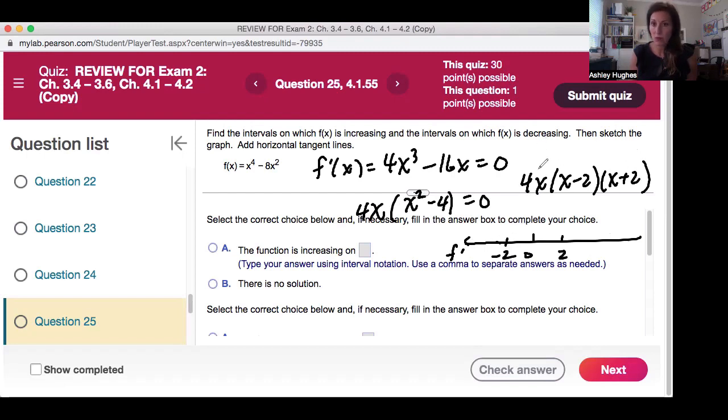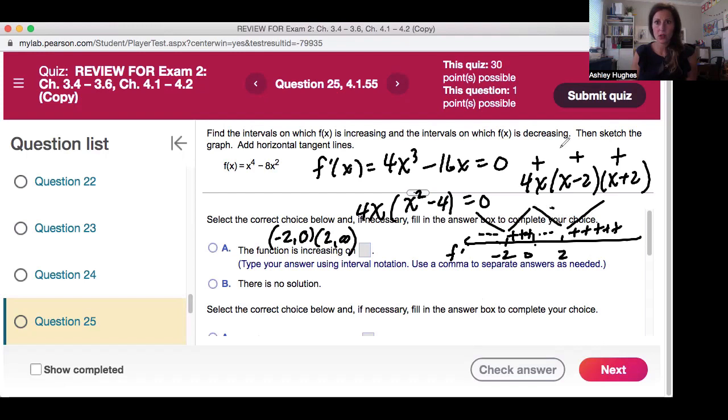So take -4. This would be negative and negative and negative. 3 negatives is a negative. -1, that would be negative, that would be negative, but this would be positive. 1 would make this one positive, but that one's still negative. And something bigger than 2, they're all positive. So the function is increasing from -2 to 0 and from 2 to infinity. And decreasing would be the opposite.